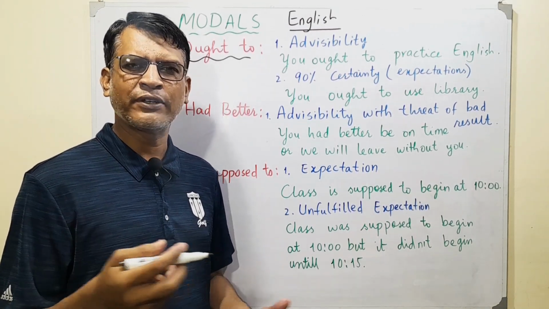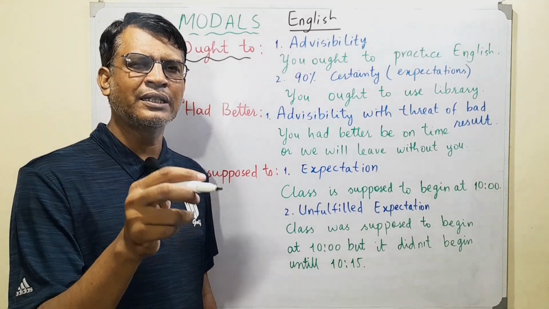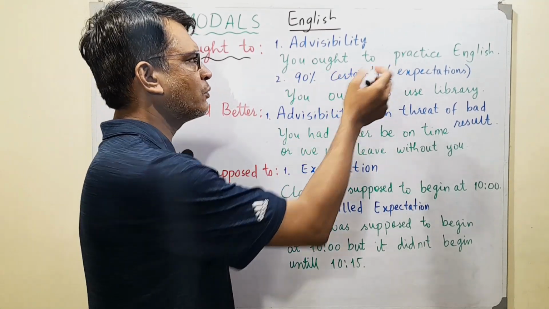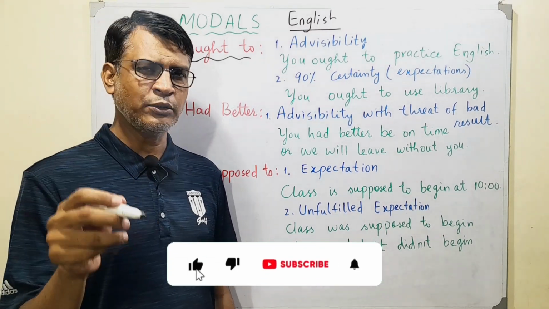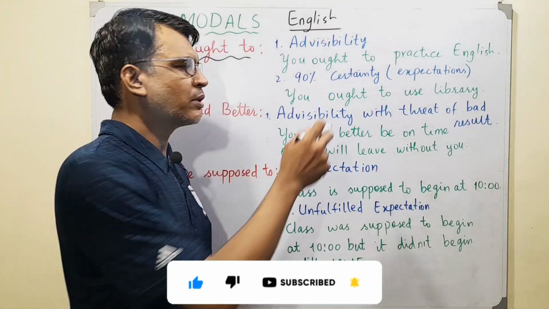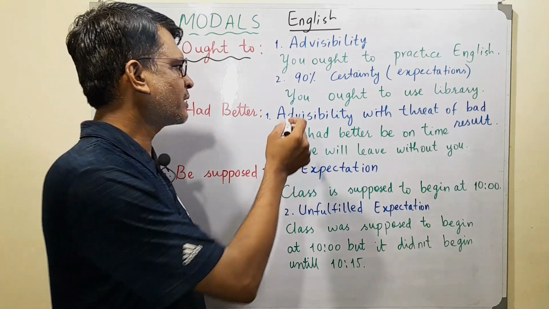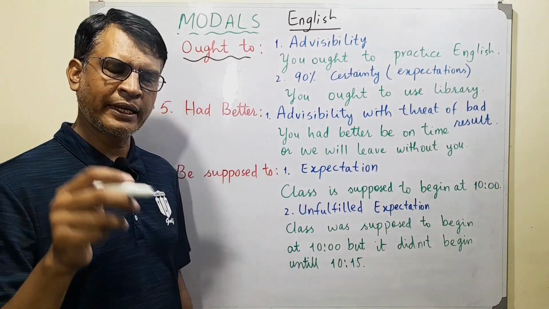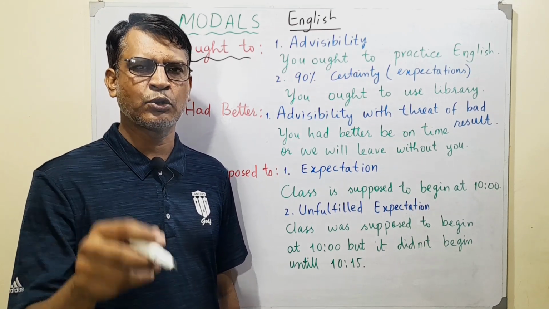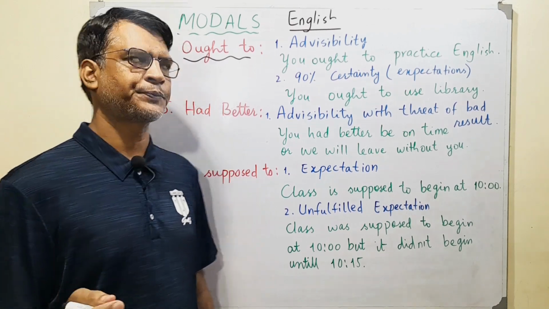We use should for everyday usage, for general expression, but ought to is when you want to emphasize a little on your advisability. So we might say you ought to practice English. When I'm saying you ought to practice English, I'm especially emphasizing the idea. The second is it's also a 90% certainty. Expectations are for the future. So we might say you ought to use the library. Again, it's not a general advice, but a special advice, with a little emphasis: when you use the library, this would be very beneficial for you.